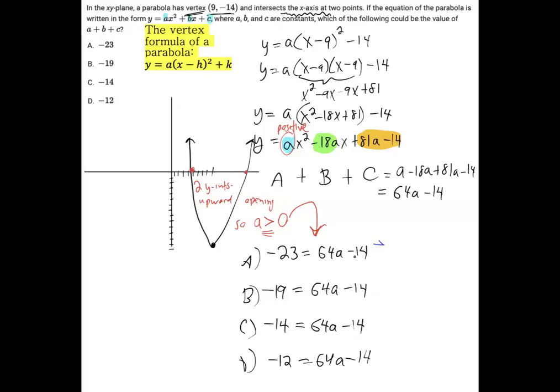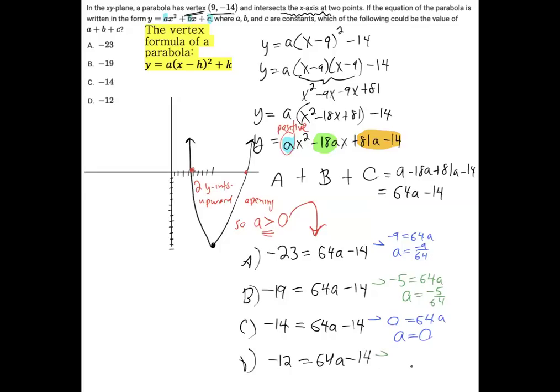If we add 14 to both sides, we'll get negative 9 equals 64a, and a is negative 9 over 64, which is negative. If we add 14 here, we get negative 5 equals 64a, divided by 64, and a is negative 5 over 64. If we add 14 to both sides here, we'll have 0 equals 64a, divided by 64, and a equals 0, which is close, but we actually need it to be positive. And that is going to be this last answer choice.